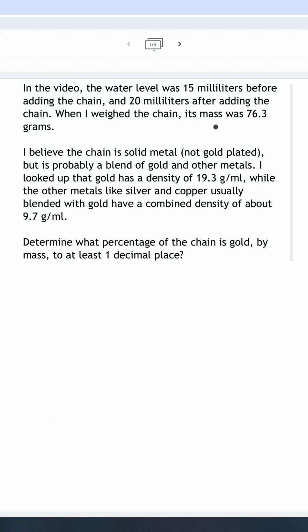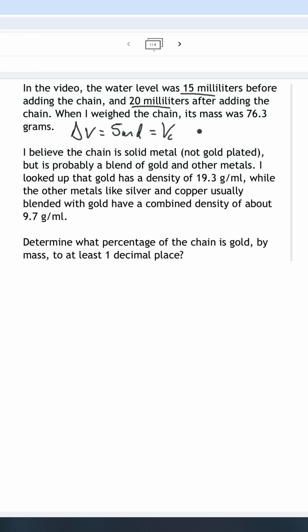I think we have to mix several things. So, for example, the change of volume from 15 milliliters to 20 milliliters, by the Archimedes principle, this means that the change of volume is the volume of the chain itself, right? So we have a change of volume, a delta V, of 5 milliliters. So this is actually the volume of the chain. So we're going to put volume sub C, right? That's going to be the volume of the chain.